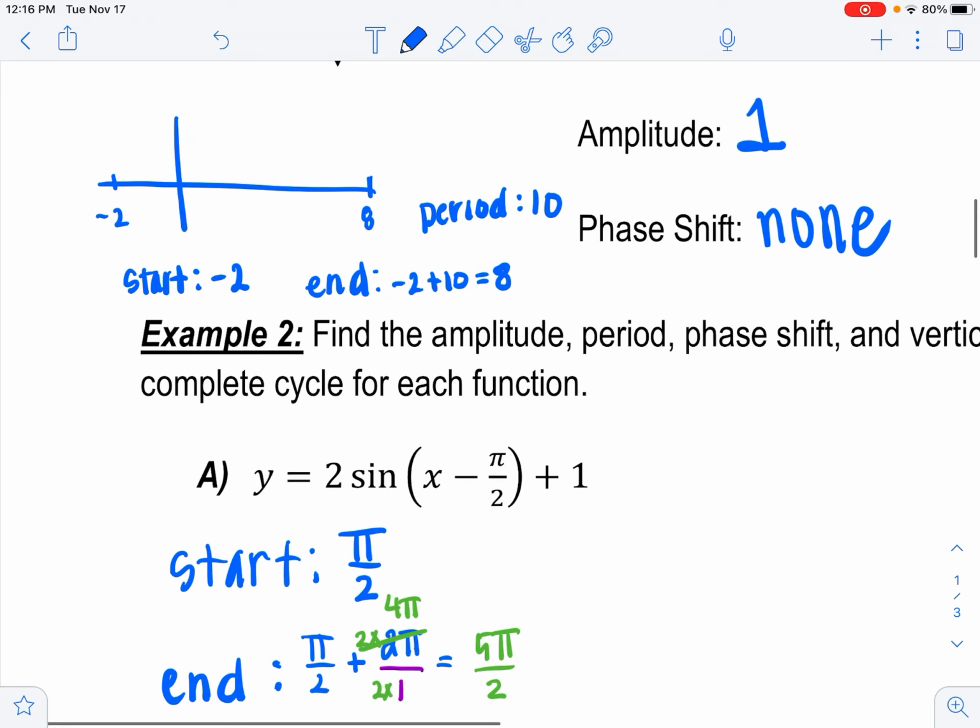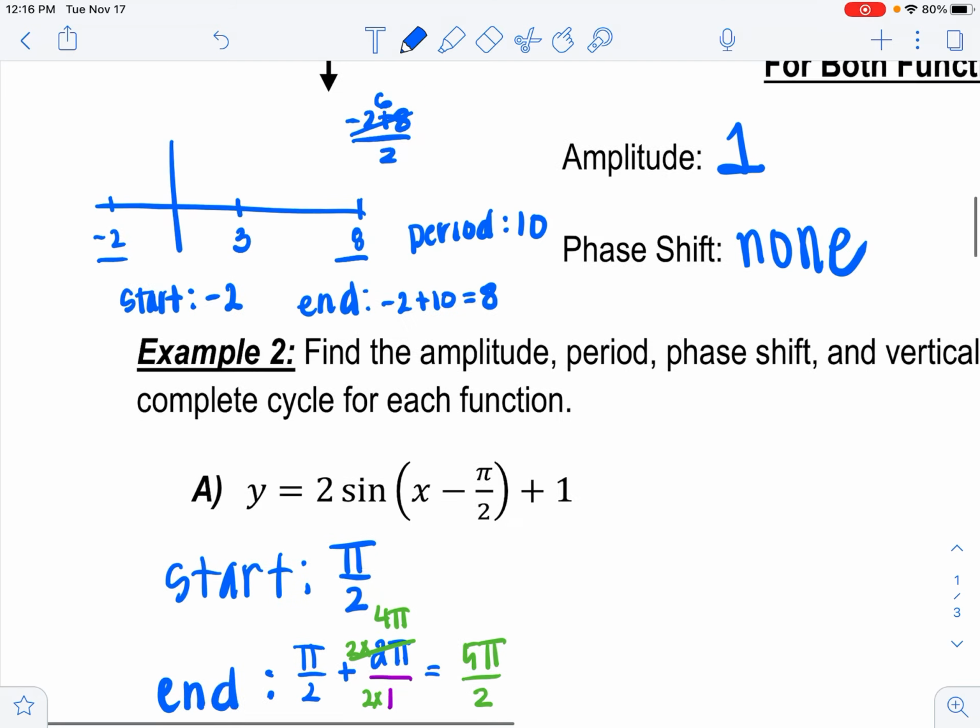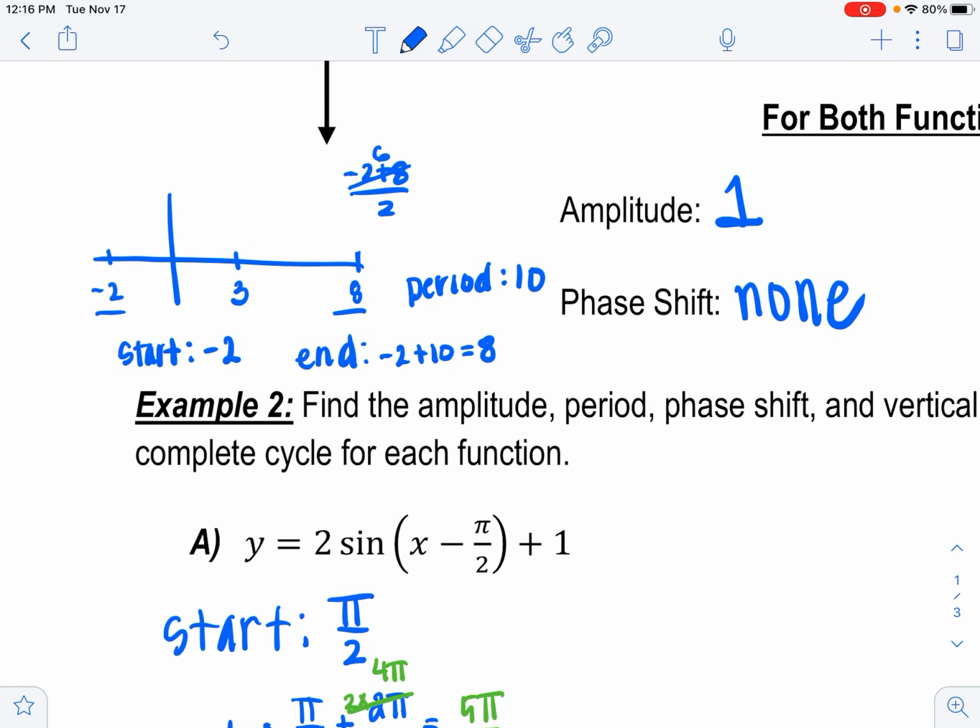Let me remind you of something. If it just doesn't pop into your head what's directly in the middle, what you can always do is add the two endpoints, -2 plus 8, and then divide by 2. -2 plus 8 is 6. 6 divided by 2, 3 is right in the middle. If I didn't know what's in between -2 and 3, I could do -2 plus 3 divided by 2. That's 1/2. So 1/2 is directly in between those two.